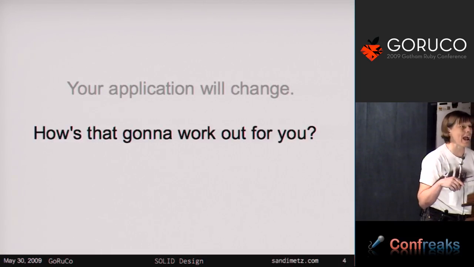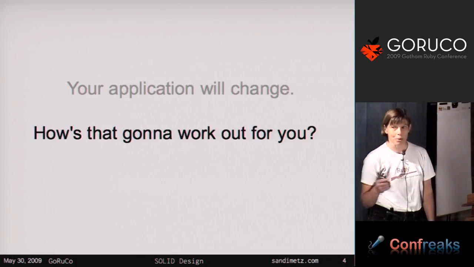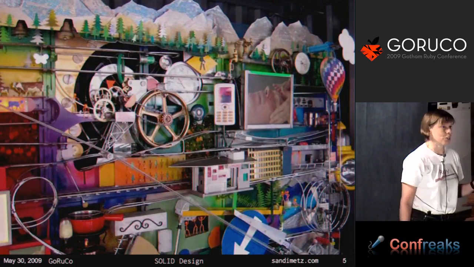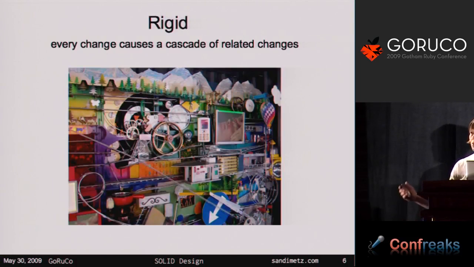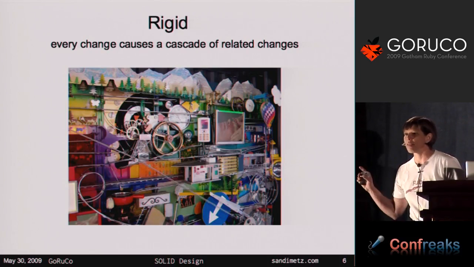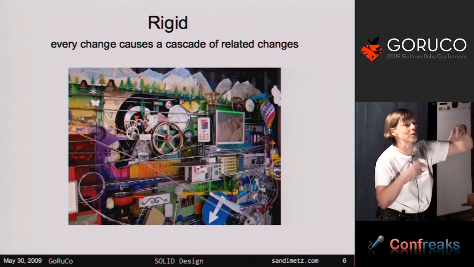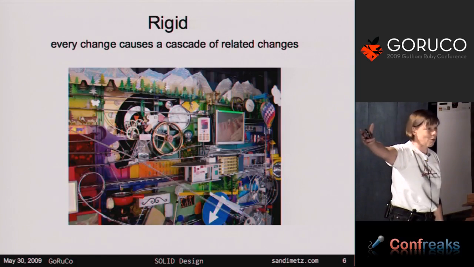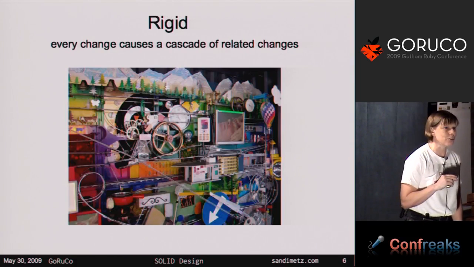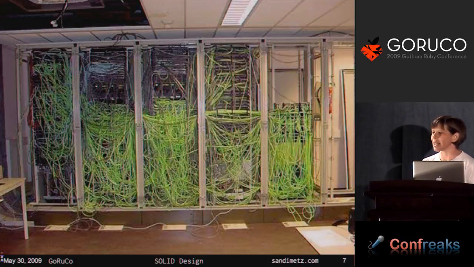When it changes, what will happen? The experience that you have when your application changes depends on its design. For example, your application might look like this. It might be rigid. In a rigid app, everything is connected to everything else. And when you make a single change over here, it changes this thing and this thing and this thing, and it's attached to a thing at the far ends of the app. Any change you make, no matter how small it is, causes a cascade of related changes.